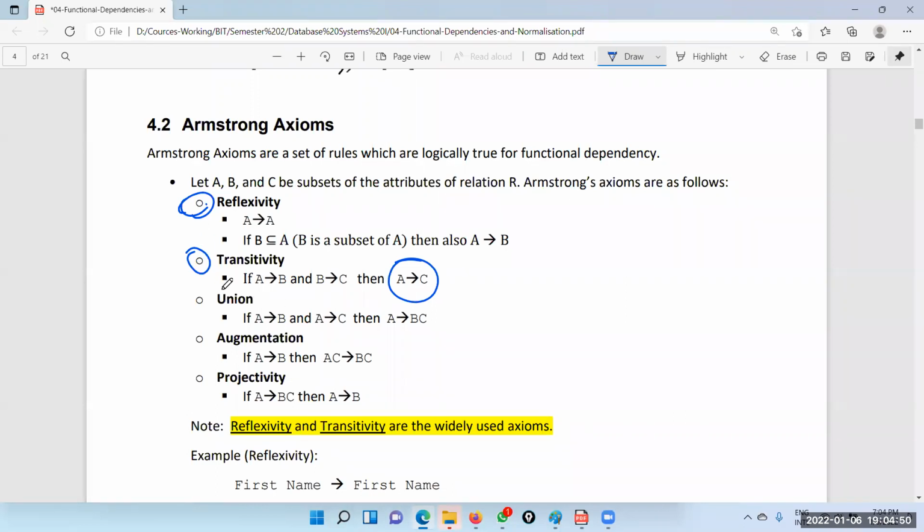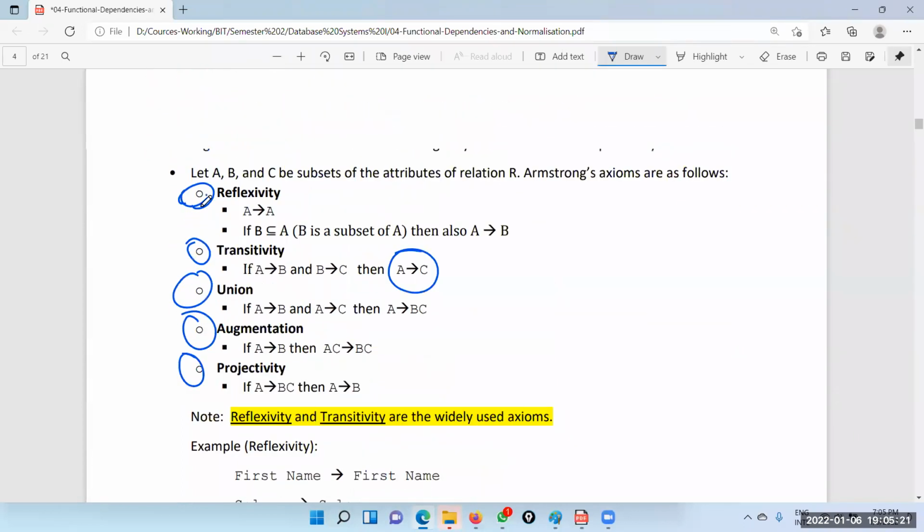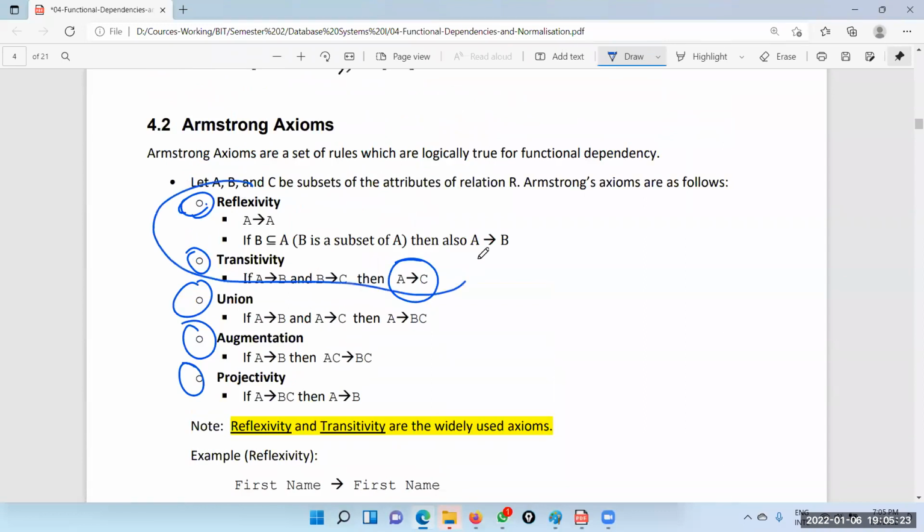So that is transitivity. Then union: if A determines B and A determines C, we can say A determines B and C, or B comma C. Then augmentation: if A determines B, and there's something called C, then A and C determine B and C. And projectivity: if A determines B and C, obviously A determines B also, because if the combination of B and C is determined by A, the individual element is also determined by A. Out of those, we will be heavily using the first two. Actually, those are the only two that we are going to use.